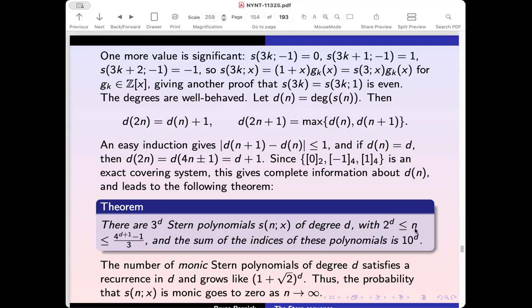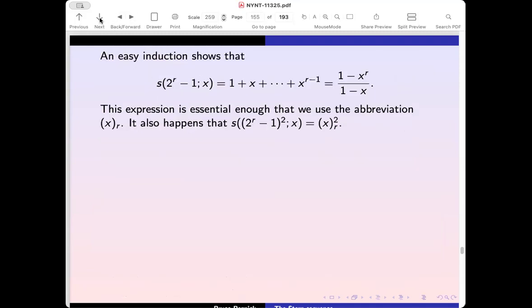This is the range of n. The sum of the indices of the polynomials of degree d is 10 to the d. So the average one is like 10/3 to the d. The number of monic Stern polynomials of degree d satisfies a recurrence and grows like 1 plus √2 to the d. So the probability that Sn is monic goes to 0 as n goes to infinity. This is what s of 2 to the r minus 1 is.